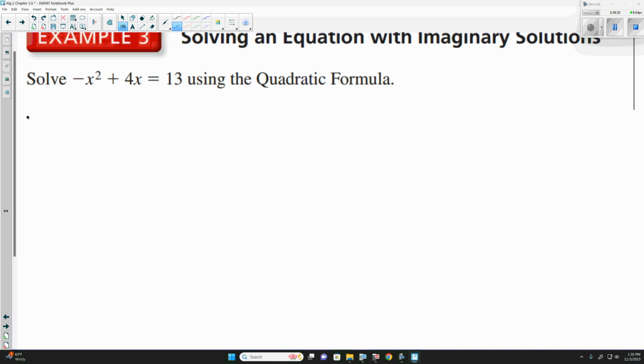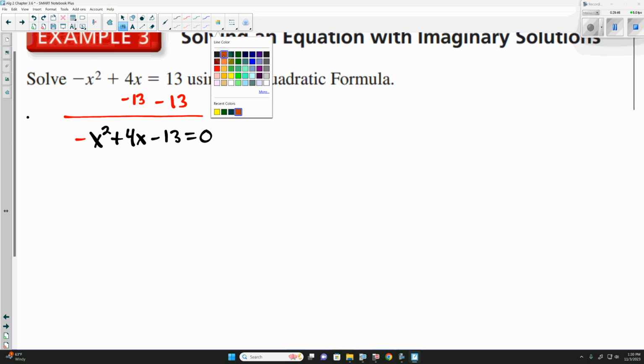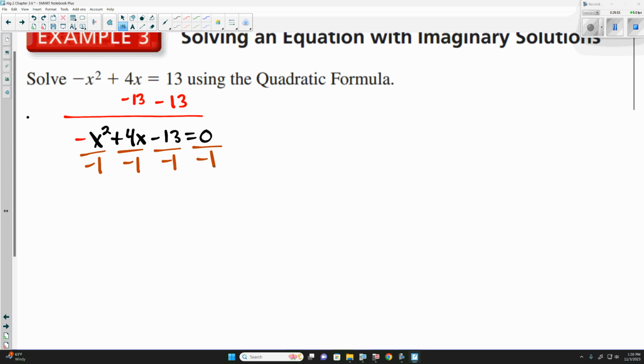Negative x squared plus 4x equals 13. What can we do first to get this equal to 0? I would subtract the 13, because we could subtract the 4x and then add the x squared. Exactly. Since A is negative, and we saw in the last one, it kind of made things a little bit interesting at the end. We can divide the whole thing by negative 1, or we can multiply the whole thing by negative 1.